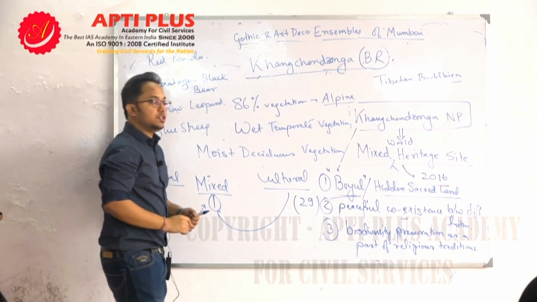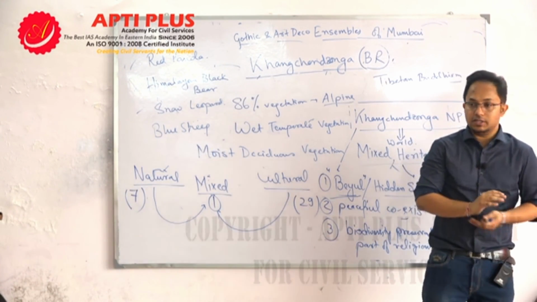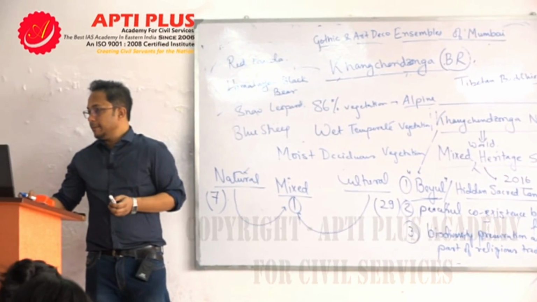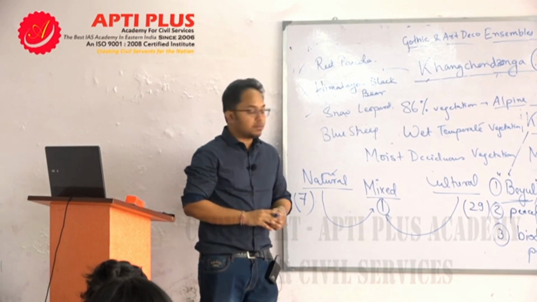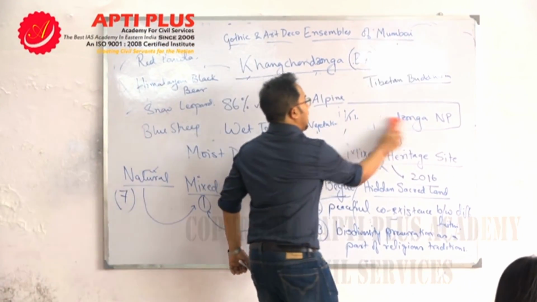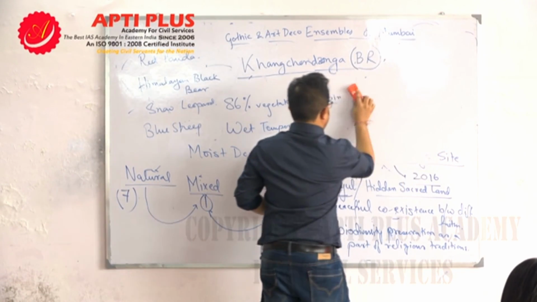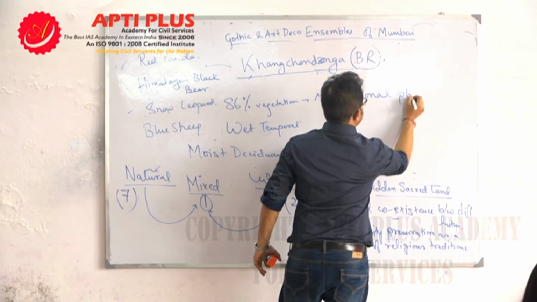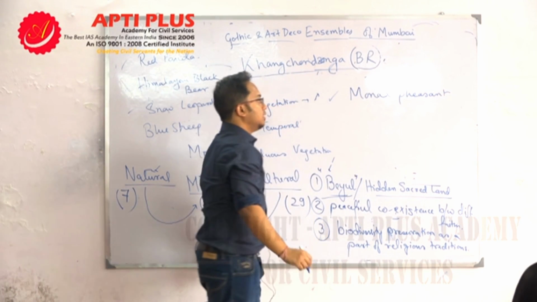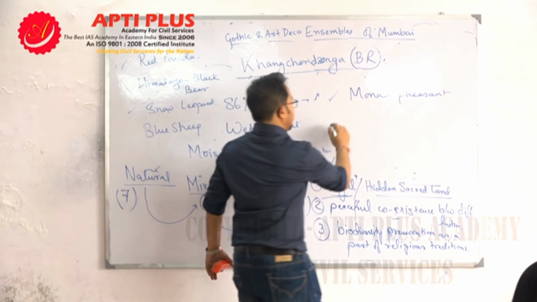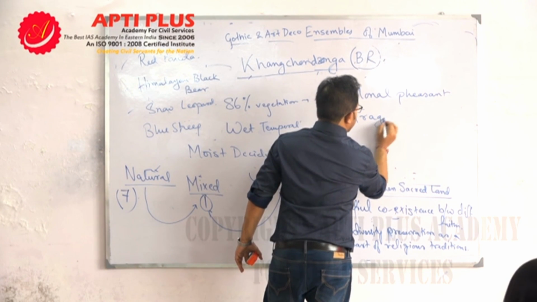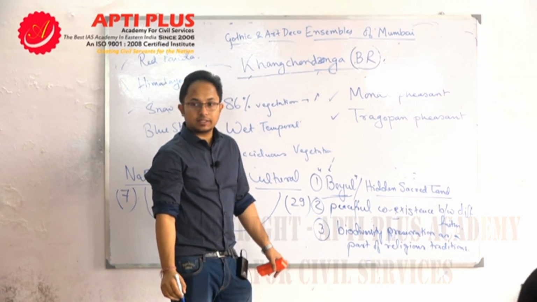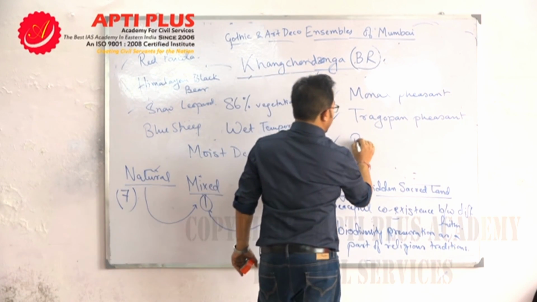Over 4,500 species of plants will be found over here. Also we will get to see some high altitude bird species. For example, we will have the monal pheasant, a beautiful looking bird, also called the Himalayan monal. We'll also get to see the tragopan pheasant, again another high altitude bird. We'll also get to see another important bird called the blood pheasant.